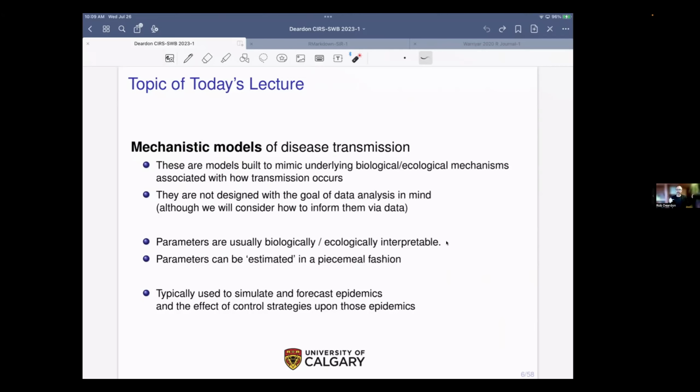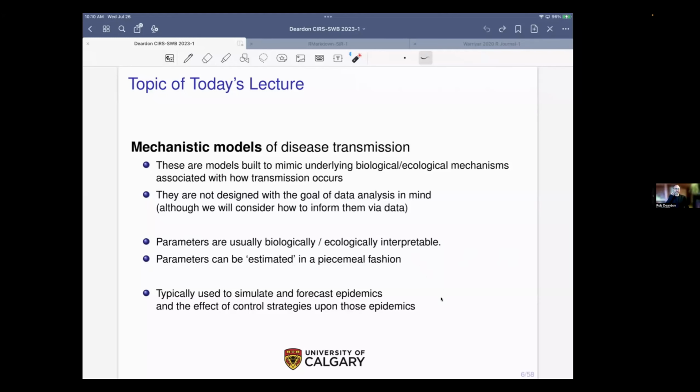This has a big advantage, especially at the beginning of, say, an epidemic or a pandemic, because the fact that these parameters are so easily interpretable means that they can generally be estimated in a piecemeal fashion. And that was certainly done at the beginning of COVID, where mathematical biologists would go to the literature to look at estimates of the infectious period, right? And they'd go somewhere else to find estimates of the transmission rate, right? And you can estimate some of these parameters with experiments, that sort of thing as well.